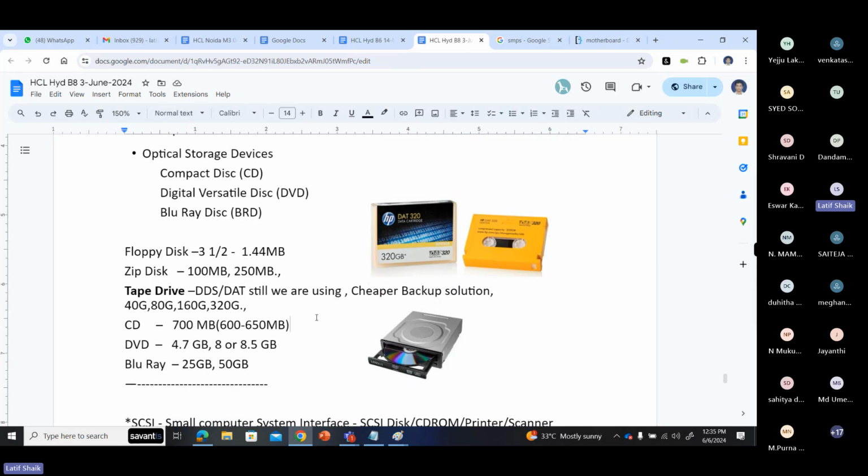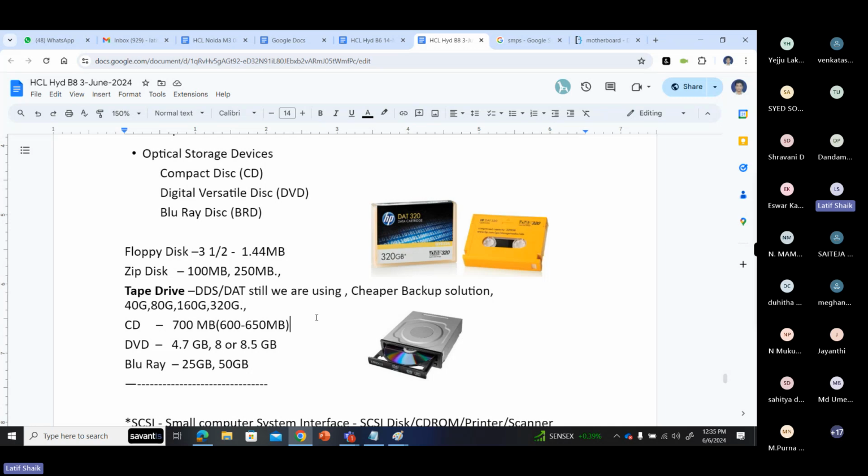Optical way is also there, that is called the CD-ROMs, DVDs, Blu-rays. The size and the way you physically look at the CD-ROM, DVD, and Blu-ray are the same only, but storage capacity is different. The CD-ROM is around 700 MB or 80 minutes of audio track you can store inside. If you write data, better to write 600 to 650 MB maximum.